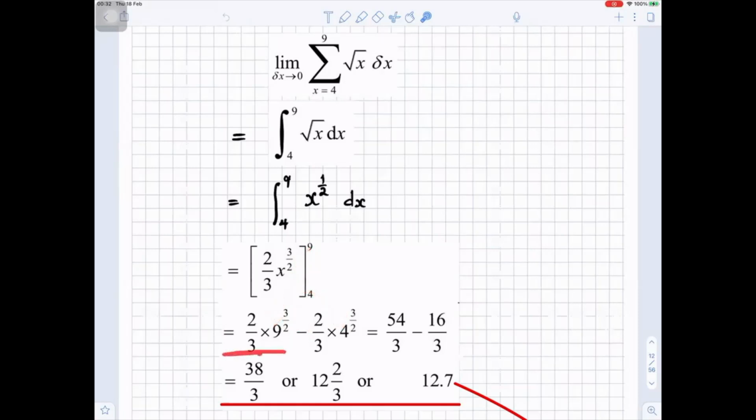When you substitute 9, you get 54 over 3. And when you substitute 4, you get 16 over 3. When you subtract them, it gives you 38 over 3, which you can write as 12 and 2/3 or 12.7.